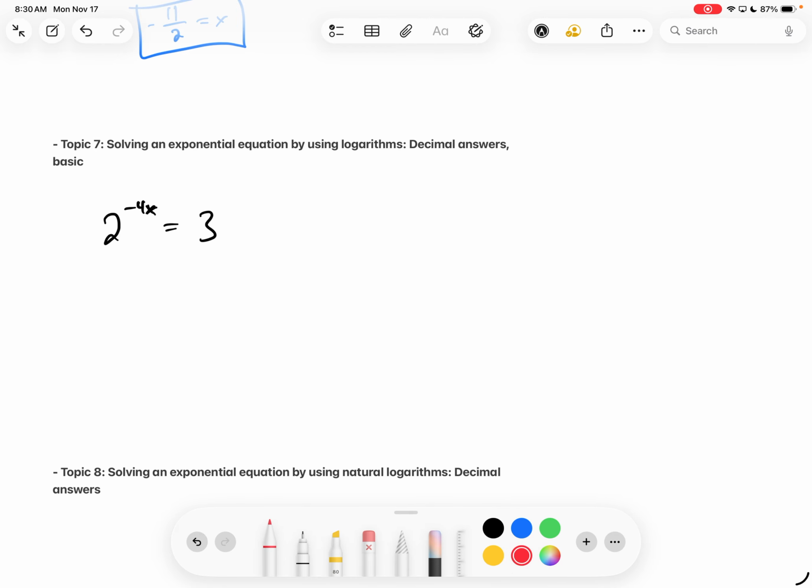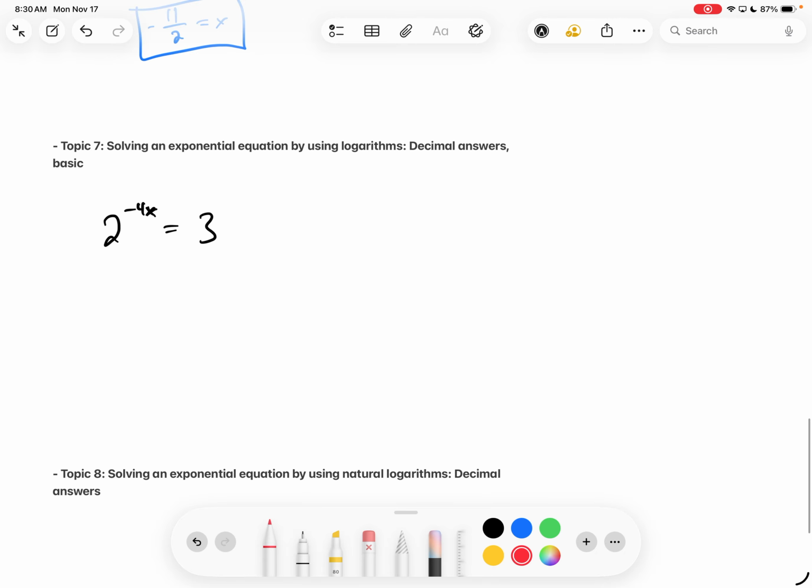So what you do here is, since you can't manipulate it to make it be the same base, I'm going to write the ln in front of both of these. What that allows me to do is use my properties of logarithms and take this exponent and drop it down out in front. So this becomes negative 4x times the ln of 2 equals the ln of 3. Now what you have to realize too is the ln of 2 is one number. I cannot separate the 2 and the ln. The ln of 2 is one number and the ln of 3 is one number.